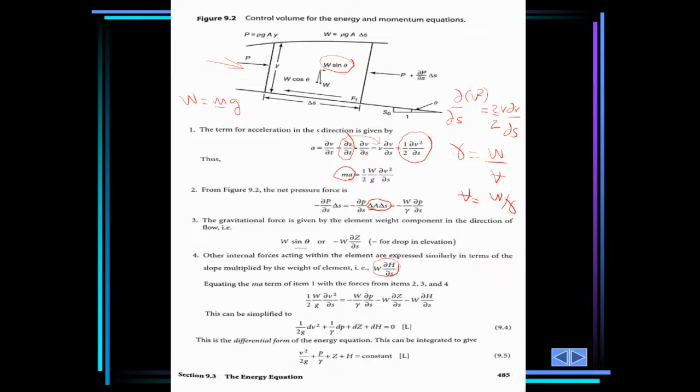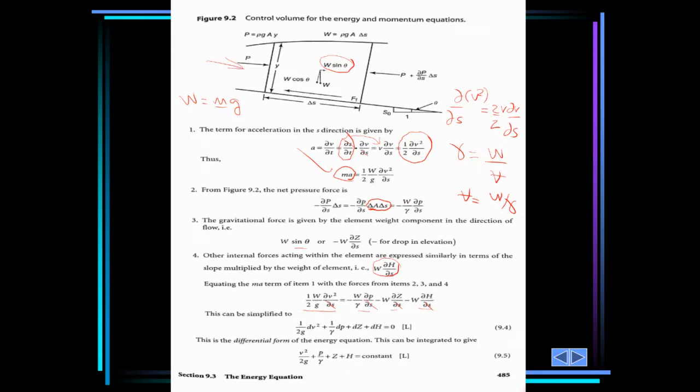Now, equating all these forces must be equal to ma. So we sum them up. This is ma. This is the pressure force. This is the gravitational force, and this represents all the other internal forces acting within the element. And when we equate this, we can simplify this later because you can see Δs is common all through, so we can knock Δs out.